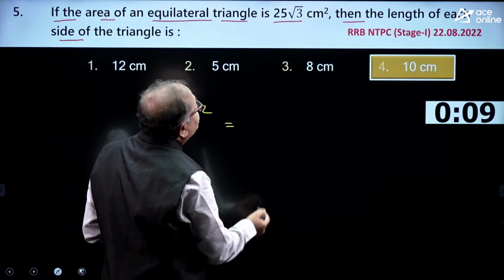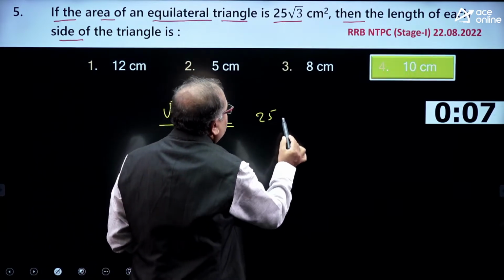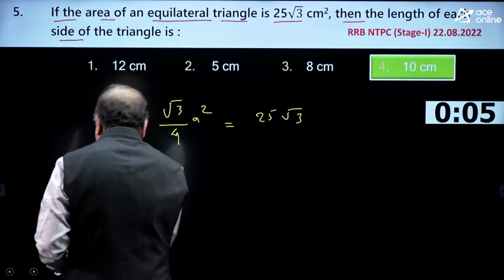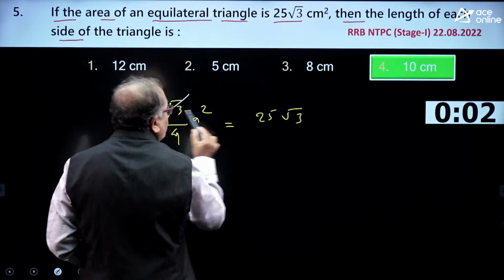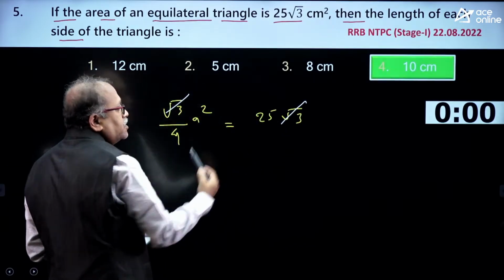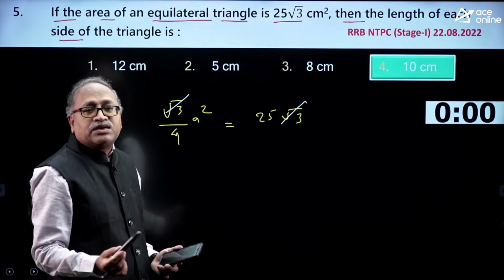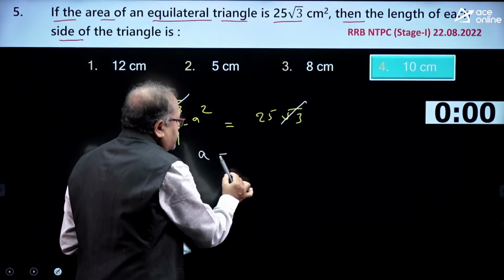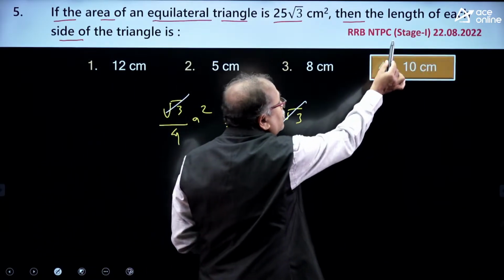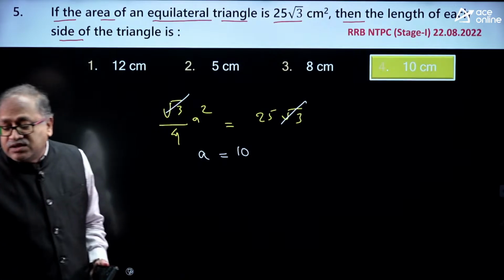So here, which is equal to, you have already noticed, 25 root 3, and you cancel this root 3 and root 3. So that comes 100. So a square is 100, then a is equal to 10. So you can see that this kind of small question also comes in the examination.